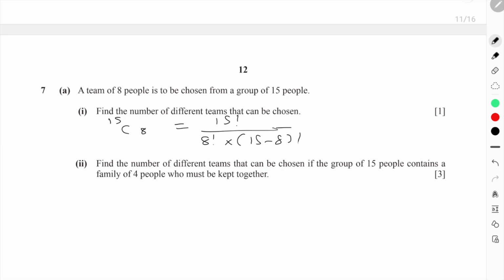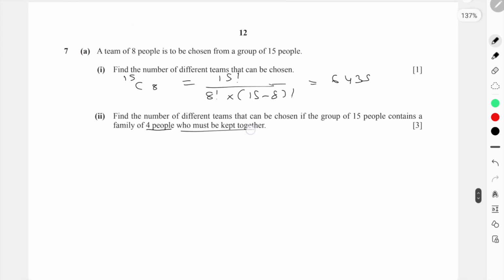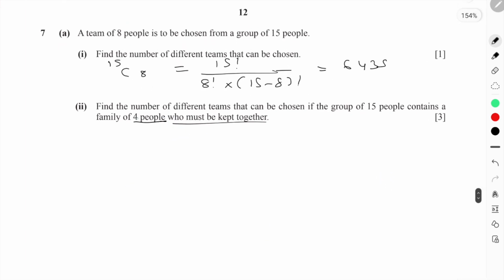So you can use your calculator to find this. And we get 6435. And find the number of teams that can be chosen if the group of 15 people contains a family of 4 who must be kept together. Okay, let's consider the family of 4 as one entity. Must be kept together. So we consider them as one entity. So let's say this is the family.